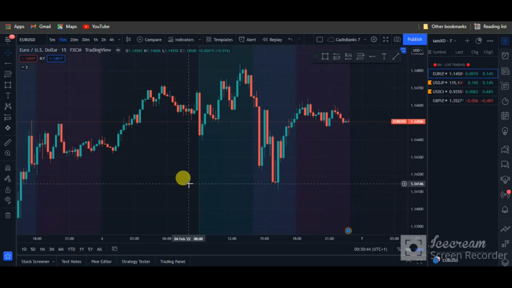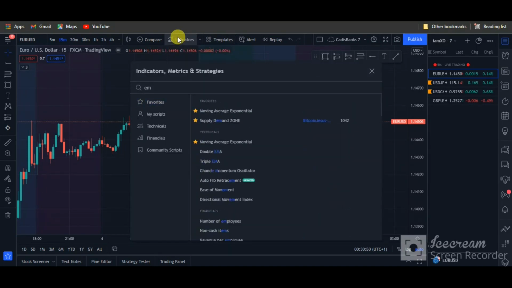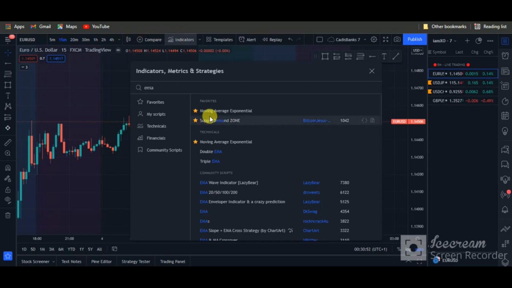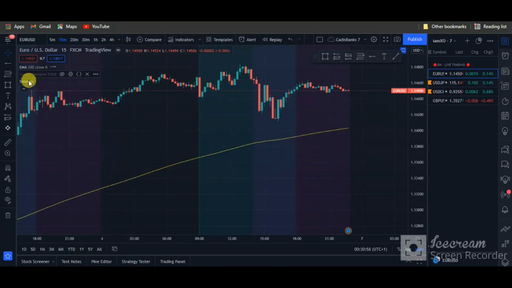First thing first, you want to bring in your EMA. You go to the indicator section, search for EMA, and put in the moving average exponential. I already have this on my chart here. I use the EMA 200 period, and what the EMA does is it separates the market trend.